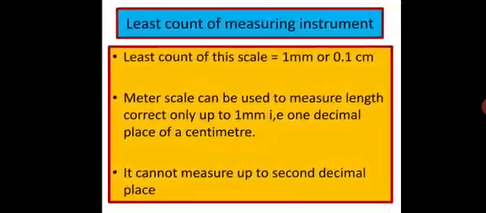Now since this meter scale has certain limitations, instruments were made in order to overcome these limitations. One of the instruments is the vernier caliper. We also have an instrument called the screw gauge, which we will discuss later on. We shall discuss the vernier caliper in the next video.